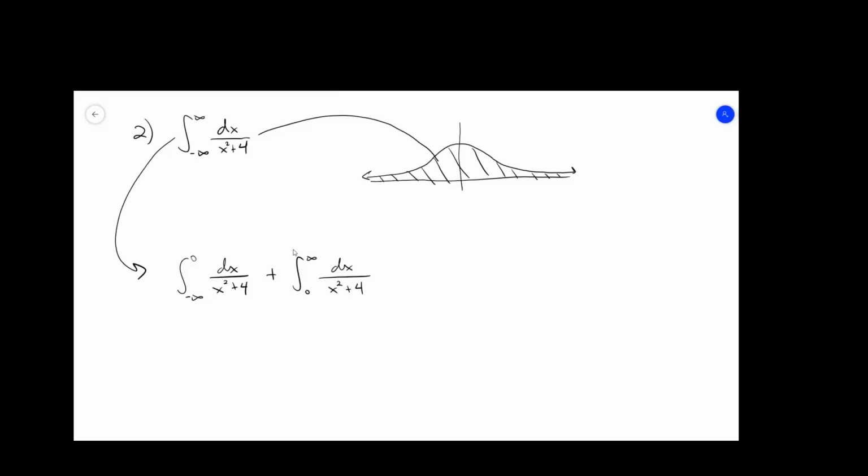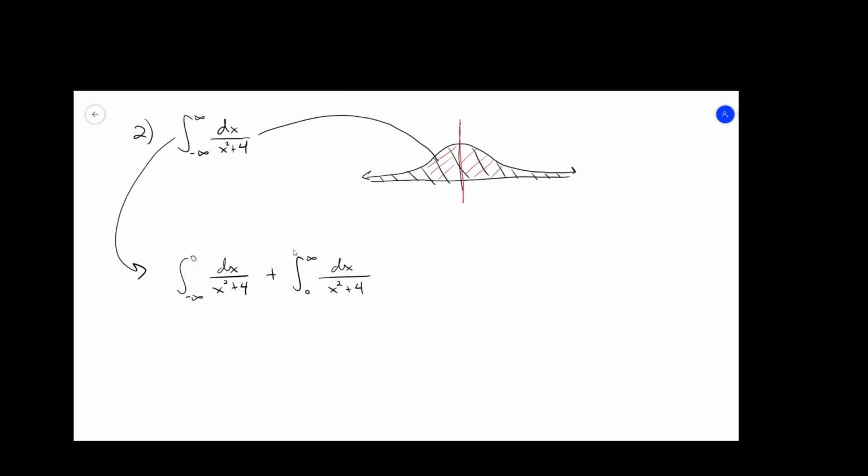Okay, now how do we deal with this? Well, both of these would have to be done in the same method that we did that other one. That is, change the infinity to a b, or whatever letter you want to use, and then take the limit as b approaches infinity. Now, what we can notice to make this problem a little bit easier on ourselves is that choosing 0 is a really good thing to do, because look, it's symmetric, right? This half here is the same as this half here.